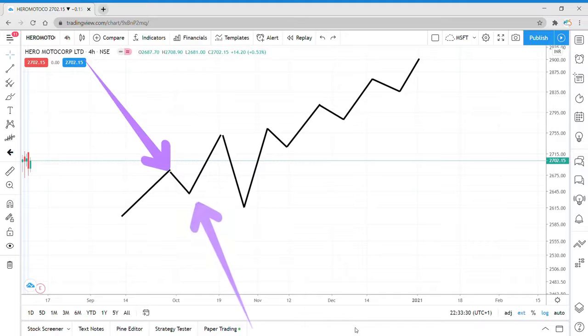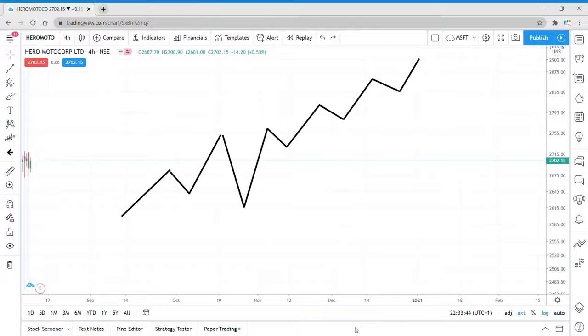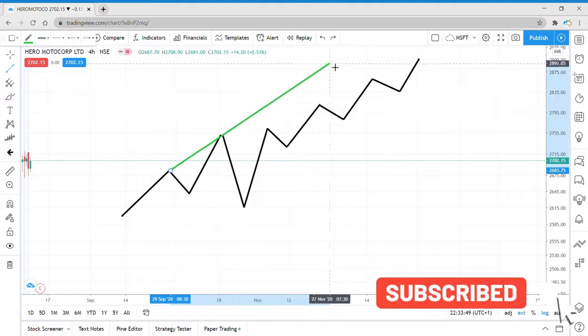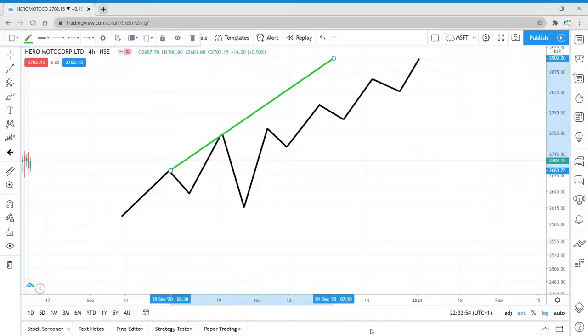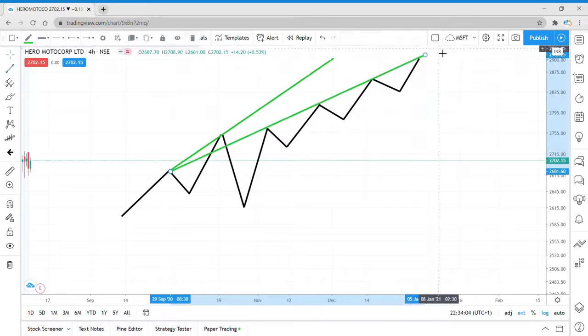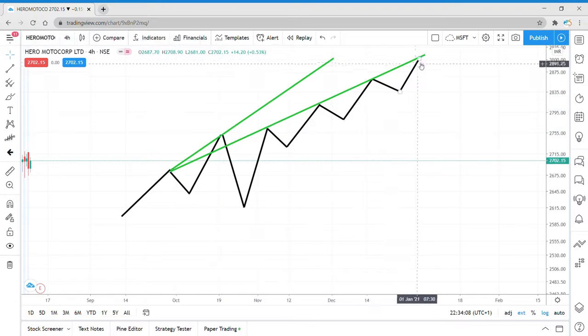This is a high, this is a low, this is a higher high, and so on. So in this example, we can either connect the highs strictly in this way, but if you see here, all these highs are not connecting. Or you can be much more flexible and forgiving and connect the highs in this way. Even though you're not connecting this high, you're connecting most of the highs. So you can clearly see where the trend is going.